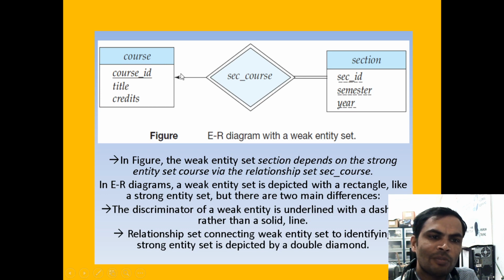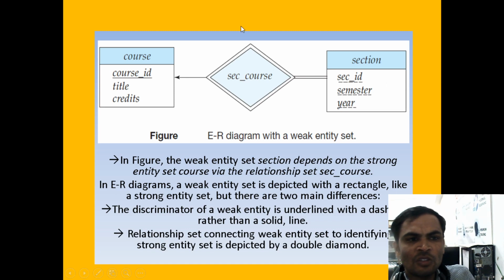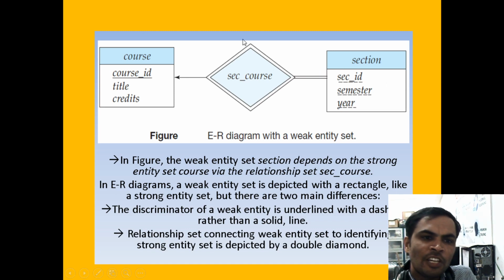Here the cardinality principle is one to many. If you are talking about from the section to the course relationship, it is many to one, or from the course to the section, one to many.